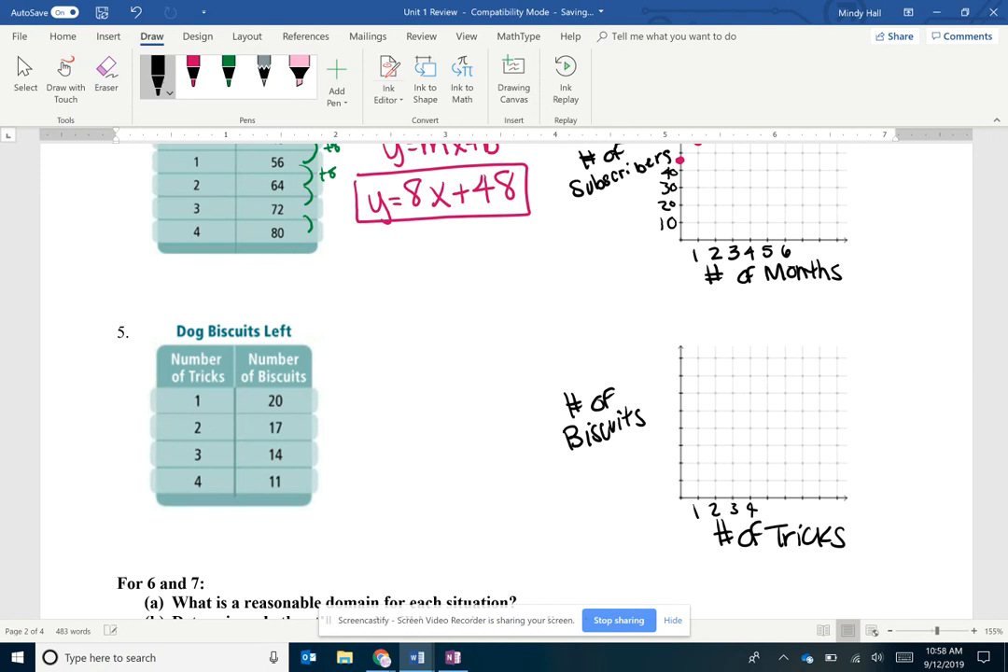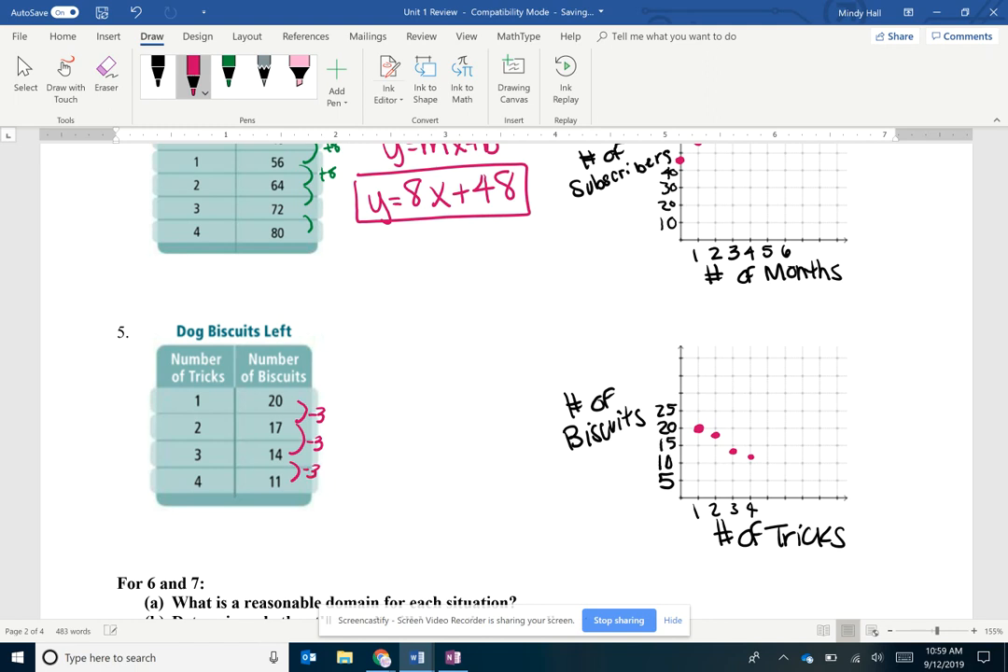And looking, let's see, we have 20. I have 8 lines, so let's count by 5s, maybe. Sure. 5, 10, 15, 20. We don't have to use the whole graph. It's okay. But if I graph this, when my dog does one trick, I still have 20 treats. When he does 2 tricks, I have 17 treats. When he does 3 tricks, I only have 14 treats. And then after 4 tricks, I have 11 treats. So looking at this pattern real quick, that's -3. This one's -3. This one's -3.